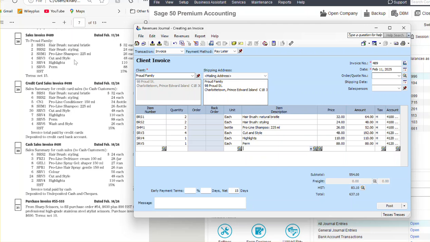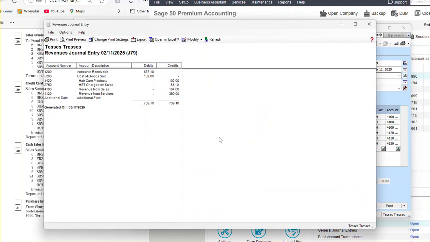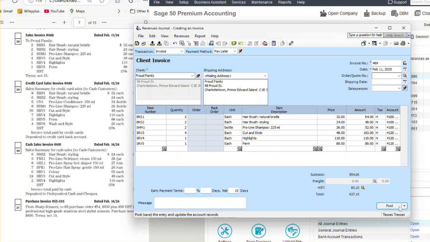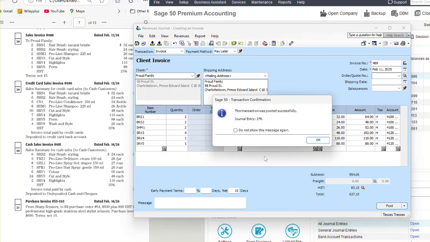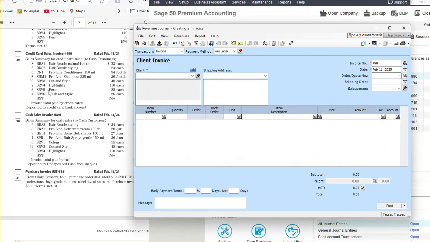So what did we do? We paid net 15, which is paid later. So let's look at your transaction. It should look like this. So we are good. So I am going to close this, and then we're going to post this transaction. I will say post.